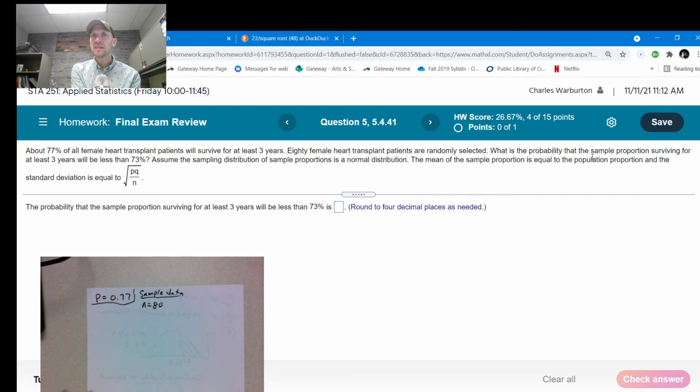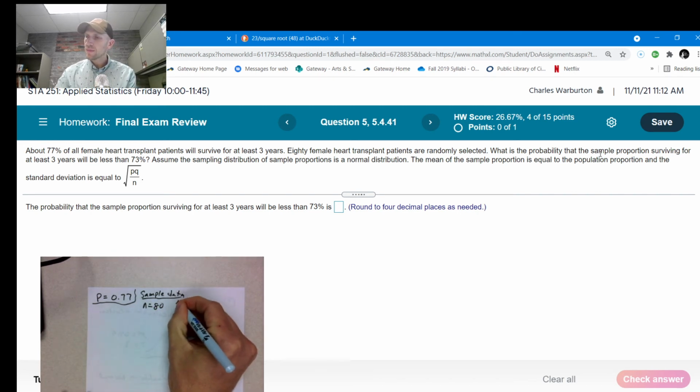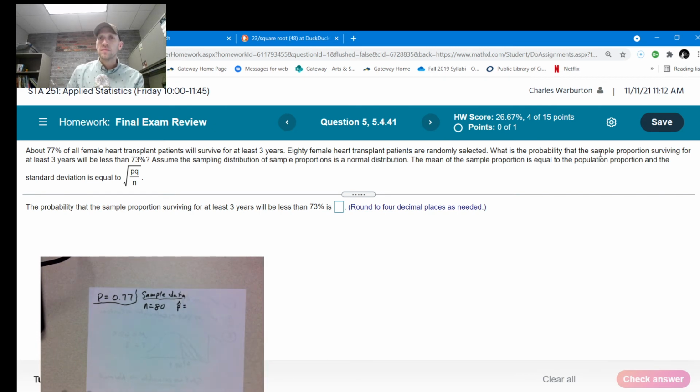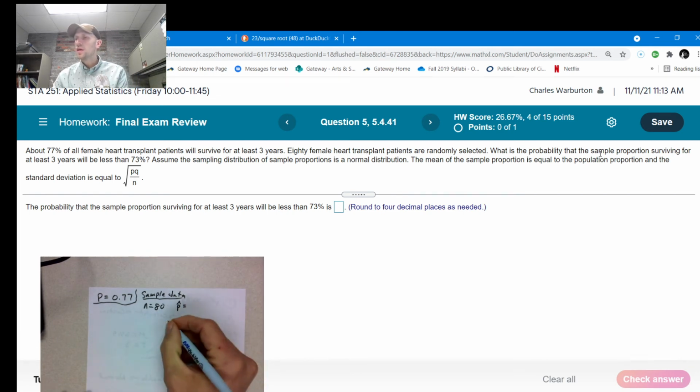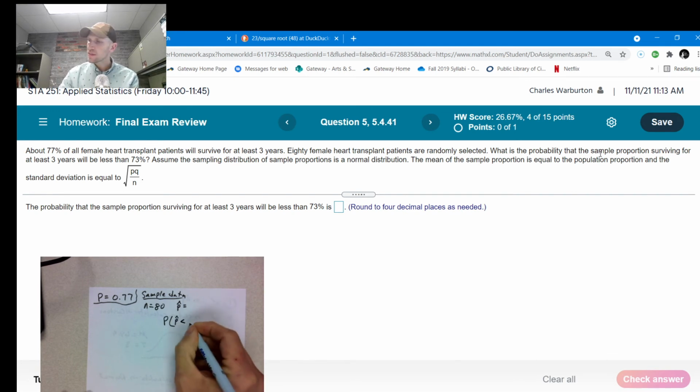What's the probability that the sample proportion, that clues you off that we're talking about a sampling distribution, talking about the probability of getting a sample. What's the probability that a sample proportion, that's p hat, will be less than 73%? So they want to know the probability that a sample proportion will be less than 73%, or 0.73.